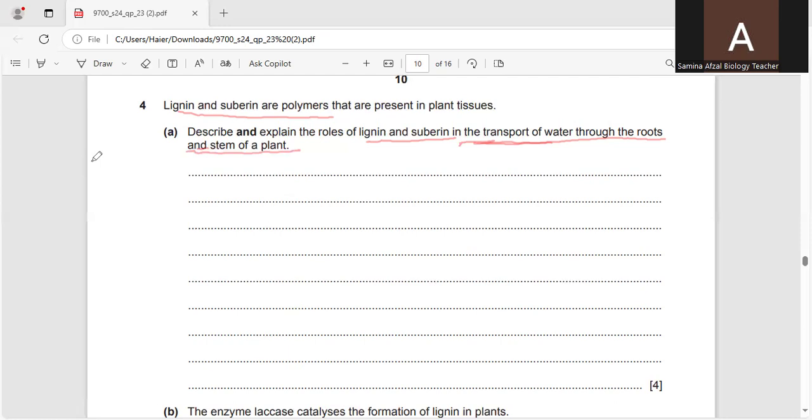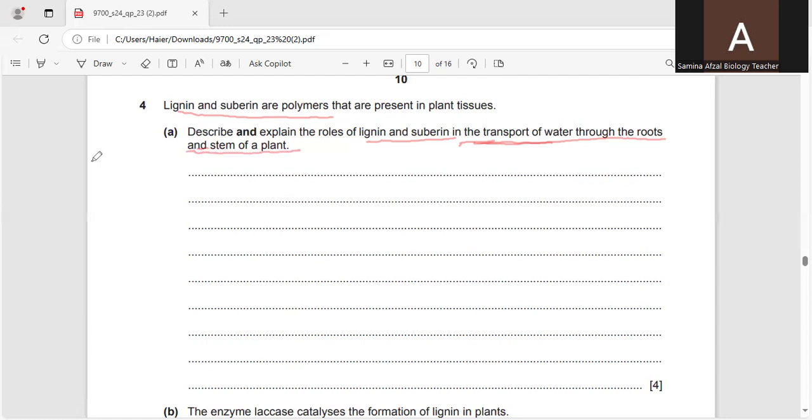So lignin is a complex organic polymer that impregnates the cell walls of the xylem vessels, making them waterproof. This prevents water loss and ensures efficient water transport. And lignin provides mechanical support to the plant, allowing it to grow tall and withstand various environmental stresses, because this lignin is the dead material or the dead substance.